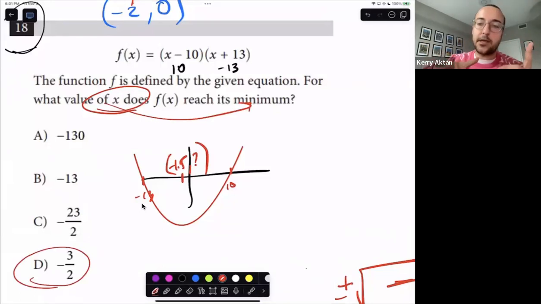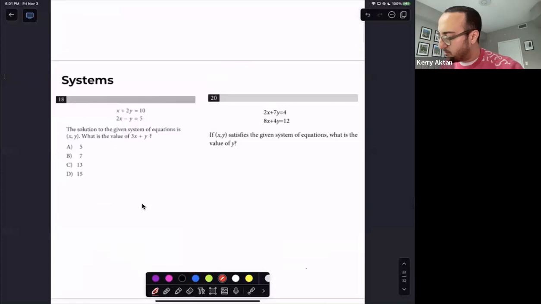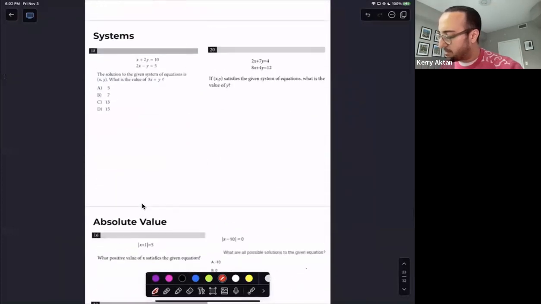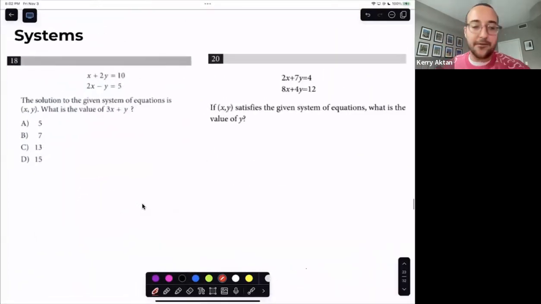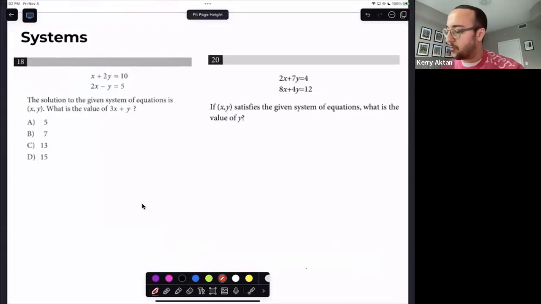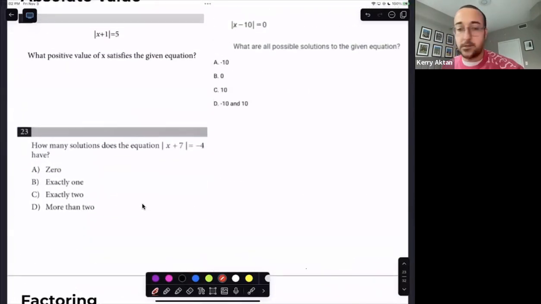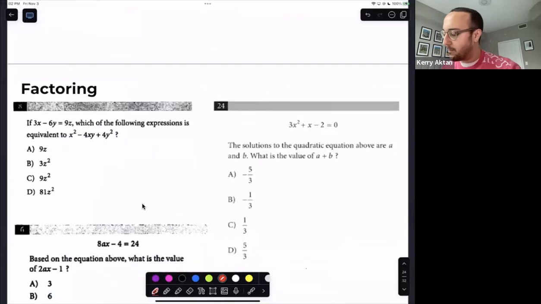Could you FOIL this out and do negative b over 2a? You could. Cool. All right, boys and girls, I need to move on. There's still a lot that I want to do. First of all, there's systems of equations. You guys are pretty good at this point, so I'm going to move off of this. Do this for homework or do this for practice later.